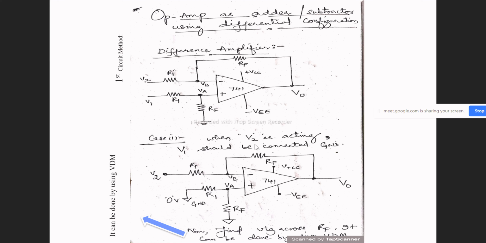Case number 1. When V2 is acting, it means we are making V2 the applied input voltage source to the op-amp, and V1 is grounded, so V1 should be connected to ground. If V1 is connected to ground and only the V2 voltage source is connected over here, my circuit is converted into this fashion. You can see now my V1 is directly connected to ground. That means the voltage at the ground is equal to 0 volts, and the rest of the circuit is similar to the previous one.